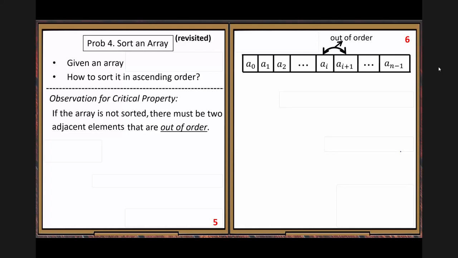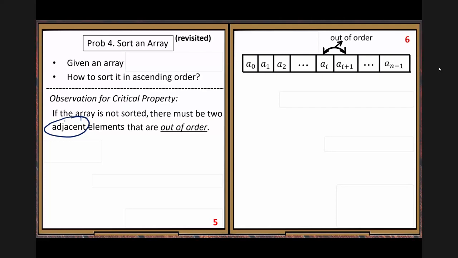You may find it hard to see why two adjacent, right? Now, let me remove adjacent. Do you feel better? If the array is not sorted, let's temporarily remove that word adjacent. Okay. Can we say there must be two elements that are out of order? Two elements in the array.